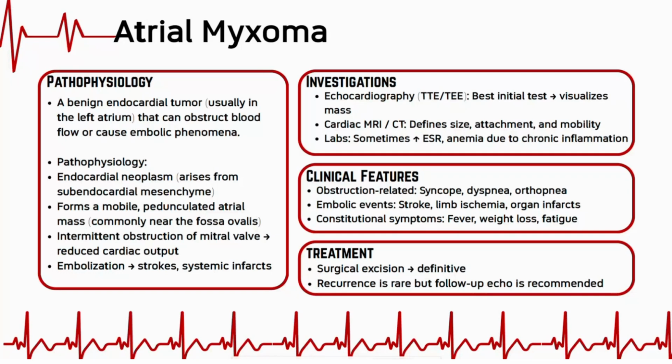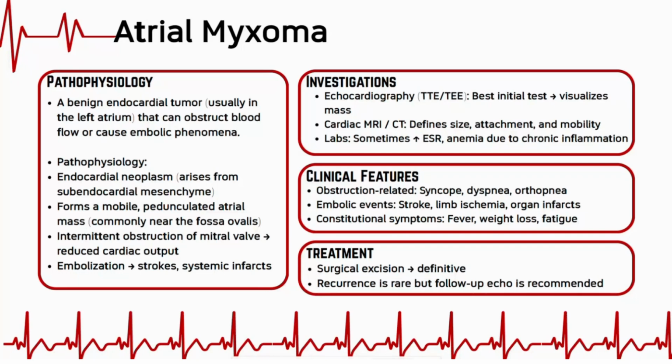We can do CTs or a cardiac MRI if you have that facility. But you should really be able to see it in a CT. And this is good for staging that tumor. So size, if it's attaching to something, does it have vascular infiltration as well, and how mobile it is. And we can, of course, do some blood tests for it as well.